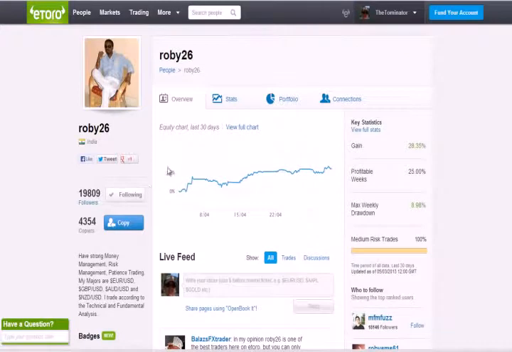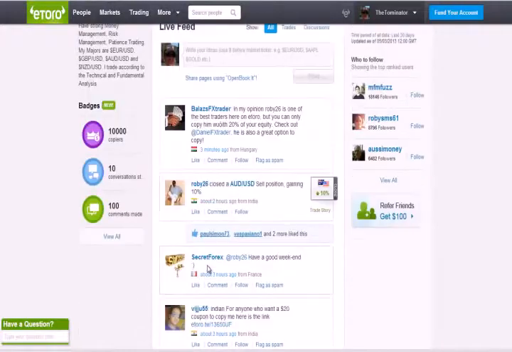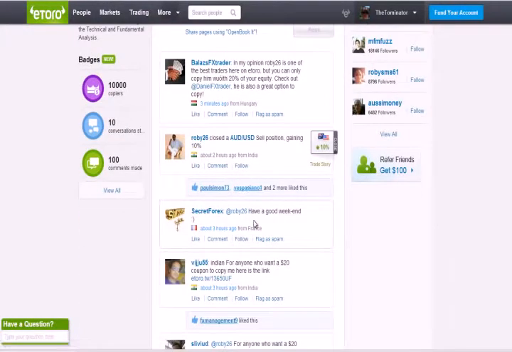Over here, we can see the overview of the account, including how many followers and how many active copiers this trader has, and also a short bio from the trader himself. We also see the communication he has with other traders, some people wishing him a good weekend, maybe he made them some money on his trades, and people that are sharing their opinions on the open book. In this case, we can see that another trader is saying that in his opinion, Robbie26 is one of the best traders here on eToro.